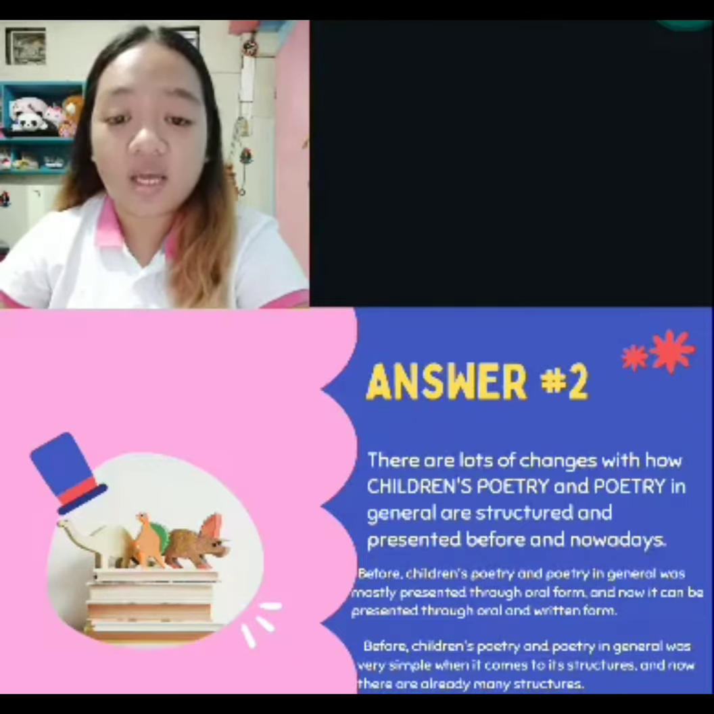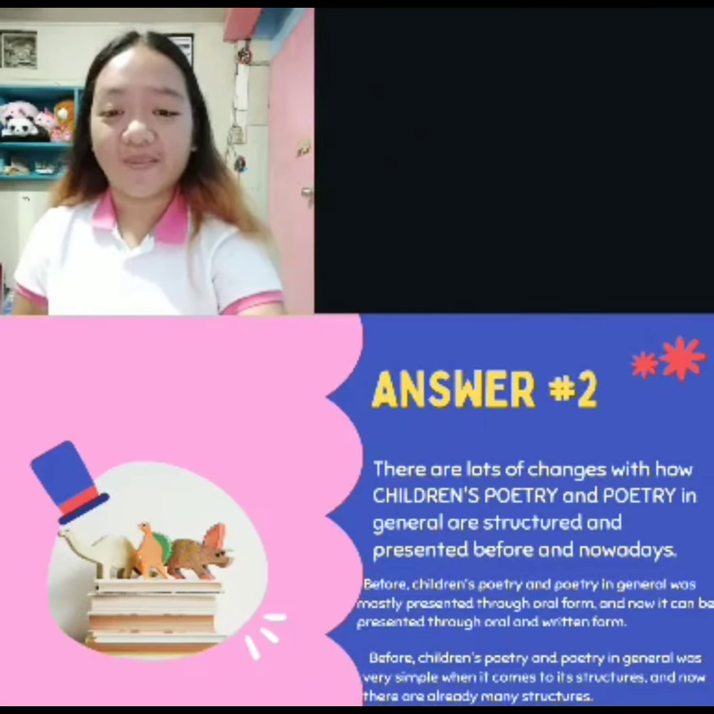Okay, so the second one is, before, children's poetry and poetry in general was very simple when it comes to its structures, and now there are already many structures. So before, there were not many structures that our ancestors or writers or authors should consider in writing poems. But now, in writing and reading poems, we have many structures to consider and to follow, such as the speaker, or the person who is speaking the poem, and the stanza, the lines, the rhyme scheme, the rhythm, and of course the theme.